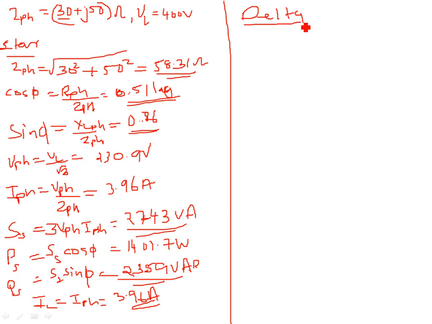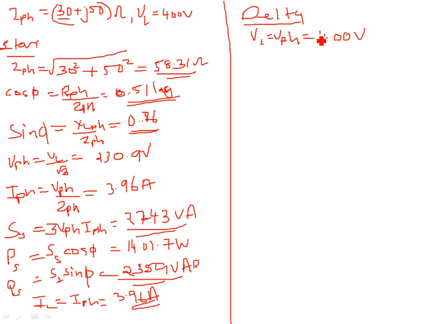Even if the impedance is connected in star or delta, power factor, that is Z phase, cos phi, sin phi, will not vary. Now in the case of delta connection, the only difference is line voltage is equal to phase voltage, that is equal to 400 volt.